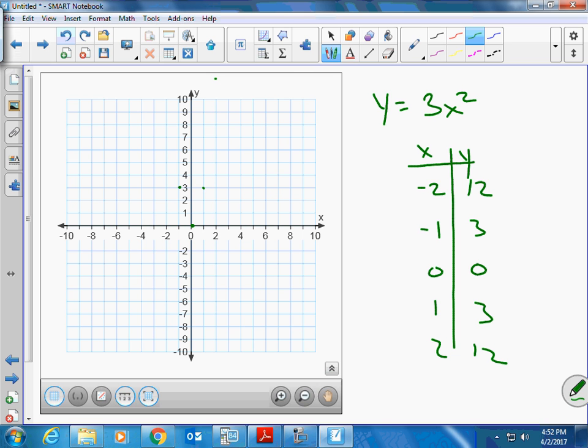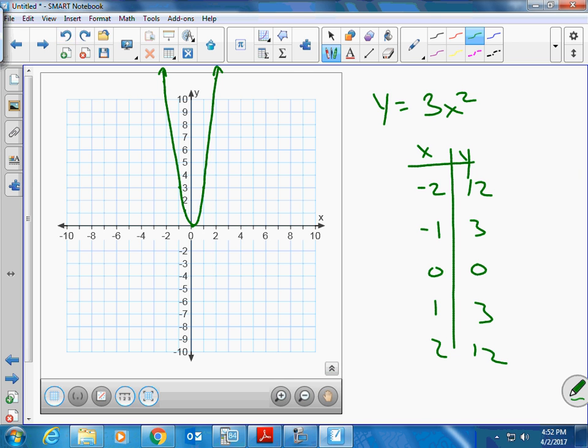2, 12 is off my graph, and it's a really steep curve. Those are supposed to be smooth curves, mine are really twisted. I gotta try that again. Okay, so it comes down, passes through there, and continues on up. Okay, numbers outside make them steeper.